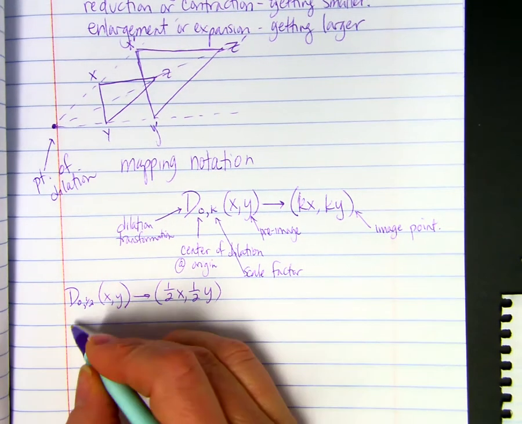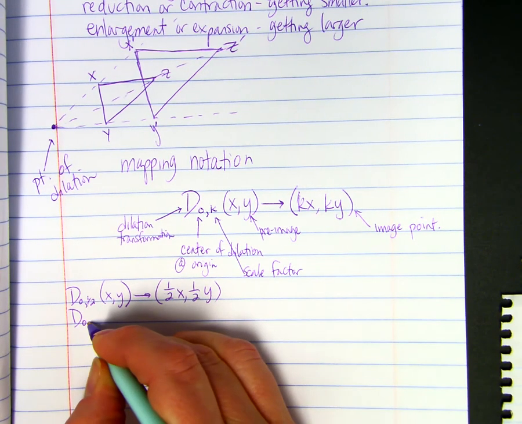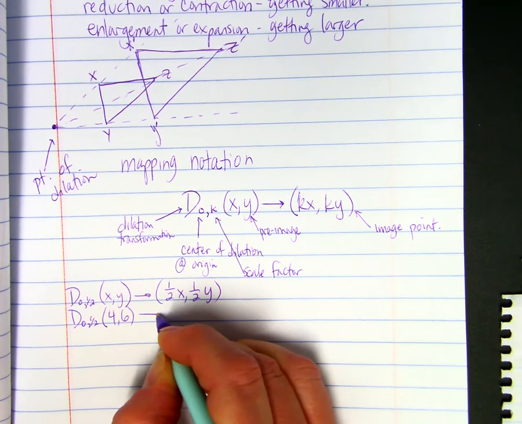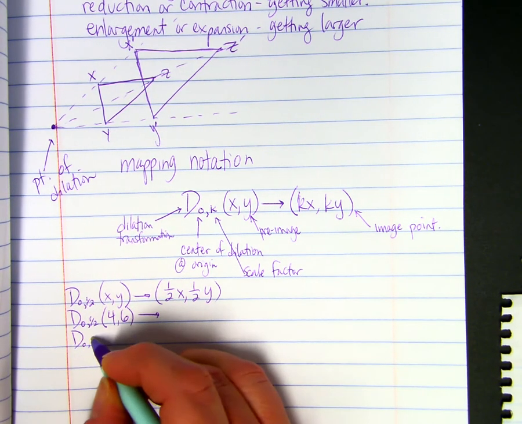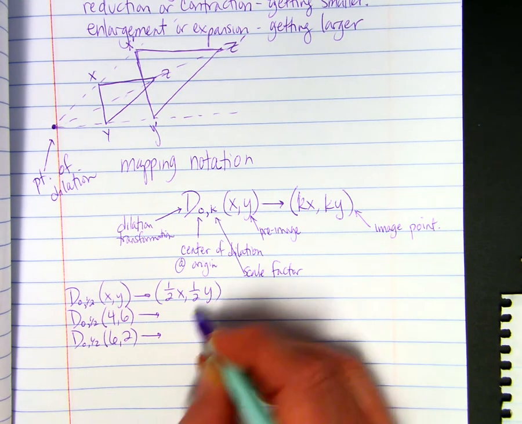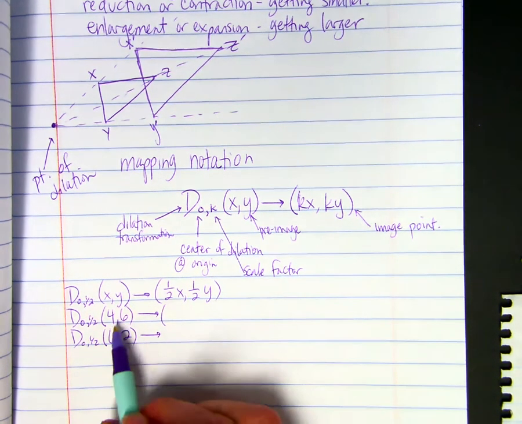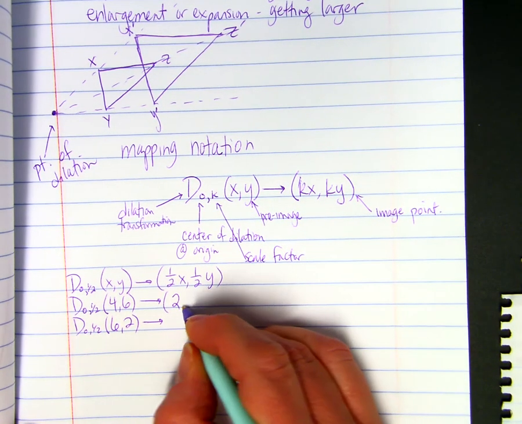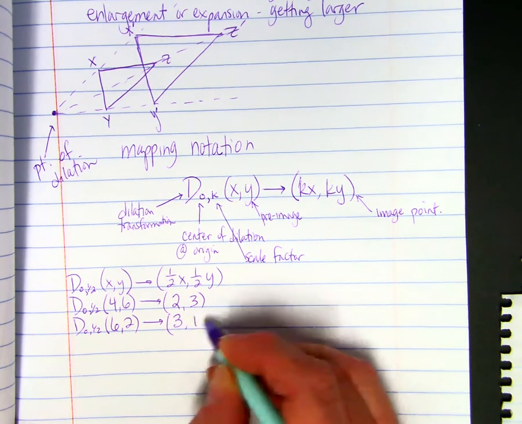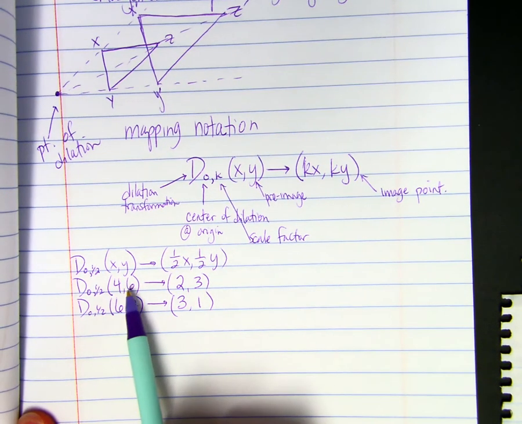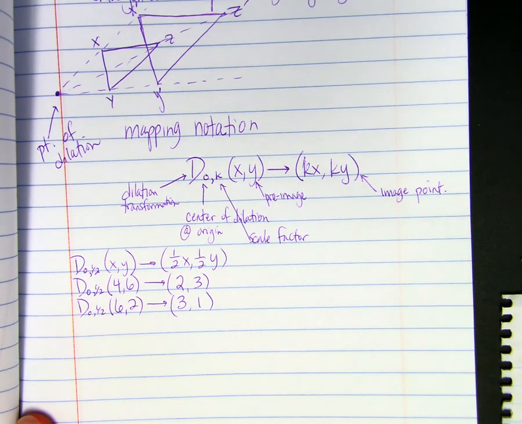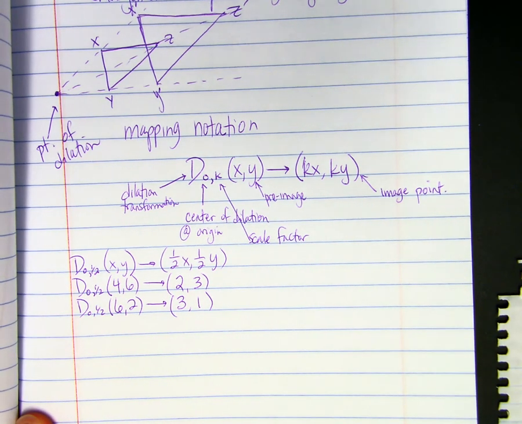We're going to dilate 2 points, okay? So the pre-image 4, 6, and then we'll have a second one, pre-image 6, 2. So if we take half of 4 and half of 6, we get 2, 3, and half of 6 and half of 2 get 3, 1. So our pre-image 4, 6 would then map to 2, 3, and 6, 2 would go to 3, 1. And that's the end of that lesson.